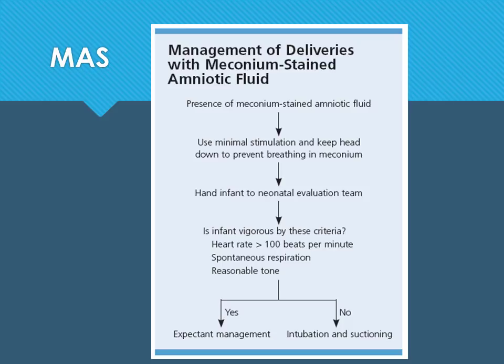This is the outline for management of deliveries with meconium-stained amniotic fluid. So first we note that there's meconium-stained amniotic fluid. Then we're going to do minimal stimulation and keep the newborn's head down to prevent breathing in their meconium. The OB-GYN team should hand the infant to the neonatal team, the pediatricians. If the infant is vigorous, then we're going to treat them as normal. If they're not vigorous, we're going to intubate and start sucking out their airways, try to get rid of any meconium that may be in there.